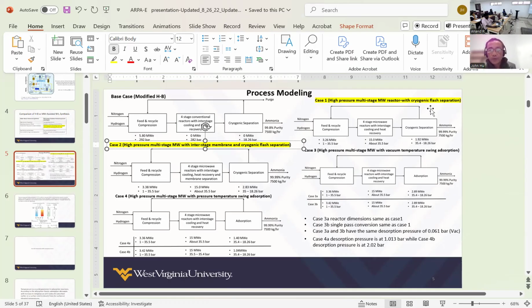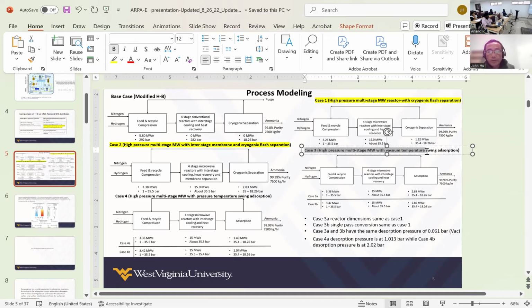Here we use the cryogenic separation, which is similar to the Haber-Bosch. Here we change it, but the reactor is always a microwave. So today, all the reactors with low pressure operation are microwave reactors. And then I'm using membrane and the cryogenic flash separation, because this combines the membrane separation.